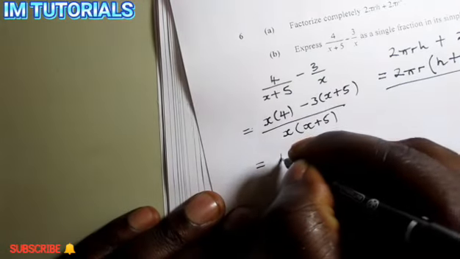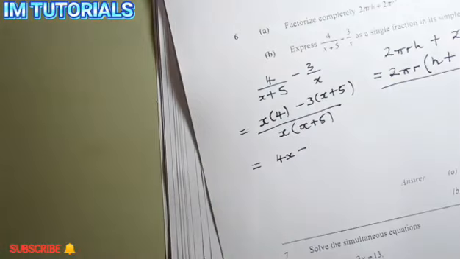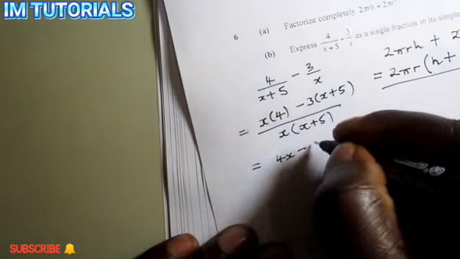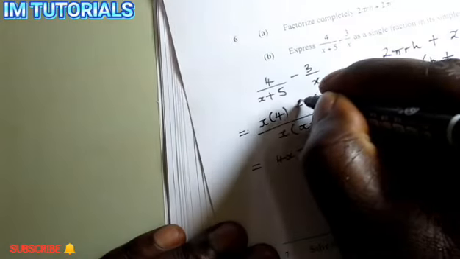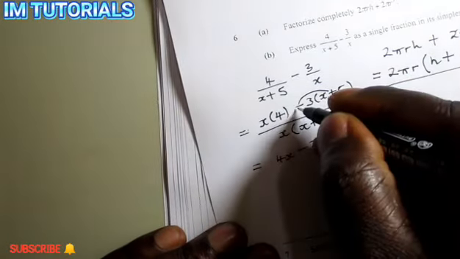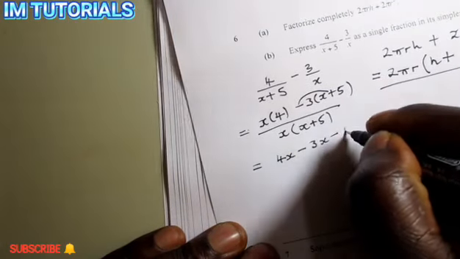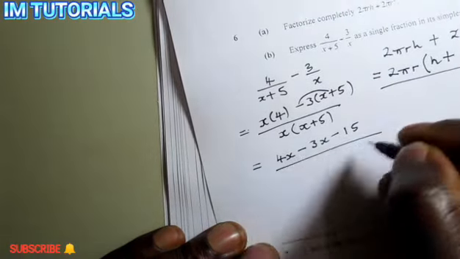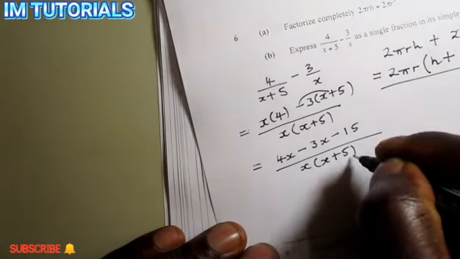X times 4, you get 4x. Minus 3 is going to multiply both x and plus 5. So I'm going to start with the x. Minus 3 times x, you get minus 3x. But before you multiply 3 and 5, you start by multiplying the signs first. So negative times positive, you get negative. Then 3 times 5, you get 15. But on the denominator, you don't expand, you leave it like that.